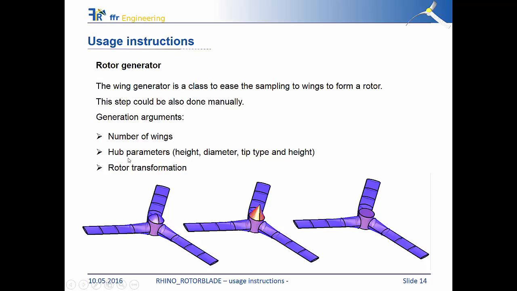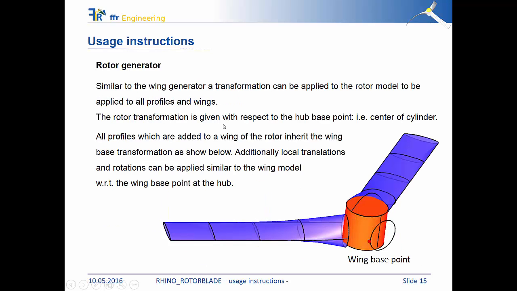There are other parameters like the hub parameters here. So what is the hub height, the hub diameter, and also the type of the topping. Is it rounded, or is it like a pointy tip, or is there no topping at all? And like this you can automatically generate this hub model as well by using the rotor generator.